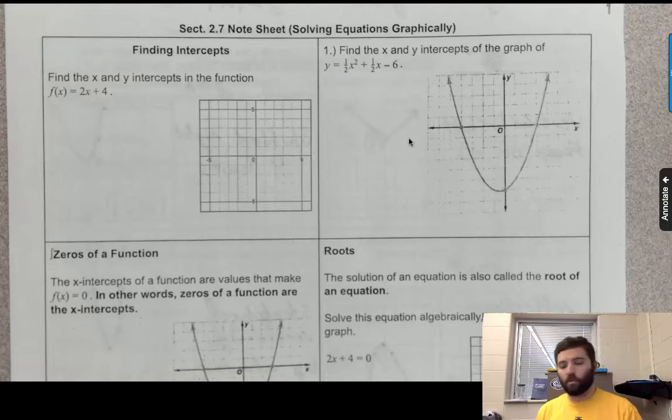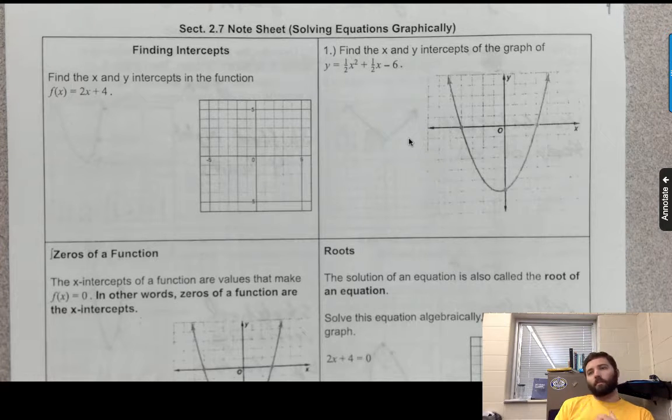All right, section 2.7. We're talking about solving equations graphically. A part of this section is also finding intercepts. So we're going to start off talking about intercepts. Following the intercepts, I'm going to talk about zeros of a function and roots, and that will all be leading up to how to ultimately easily solve equations graphically.